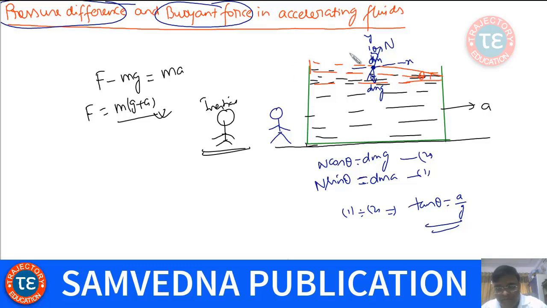So this is how we can find the angle which the upper layer makes with the horizontal when the whole system is accelerated with a. That's the angle. If a is 0, this theta is 0. Okay, this is how we can do it. Okay, thank you very much.